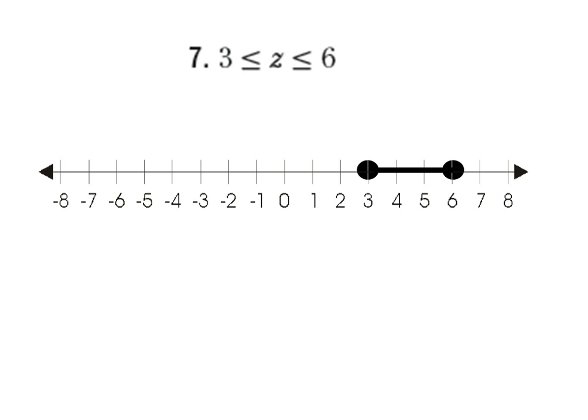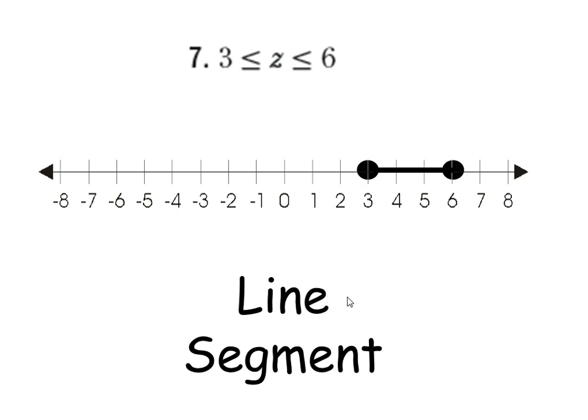And now this, unlike number 5, both of these circles are colored in. So it has a starting point and a stopping point, or vice versa. You can start or stop at 6, start or stop at 3. This is a line segment.